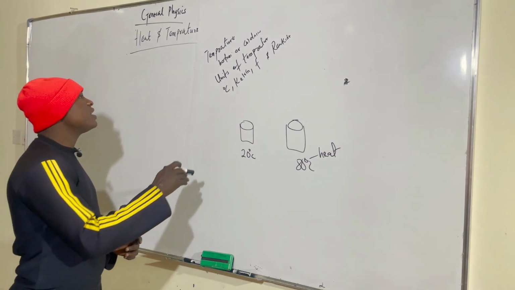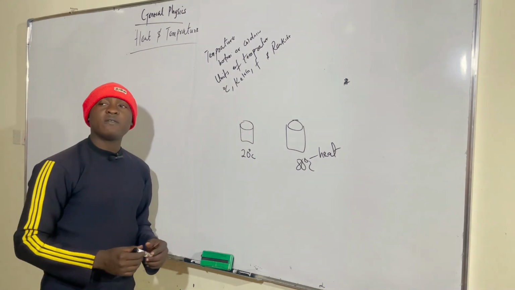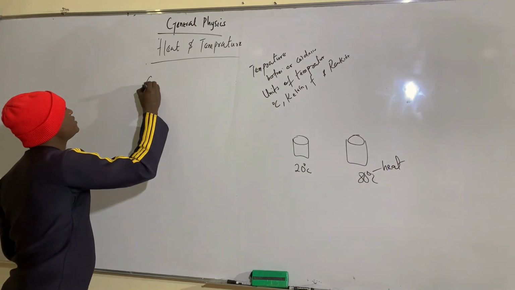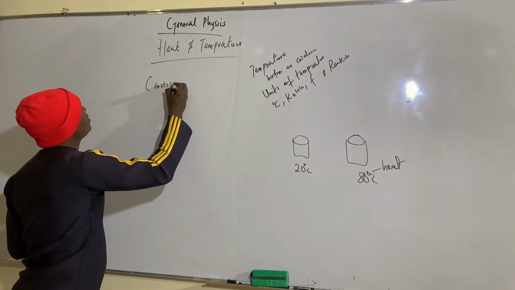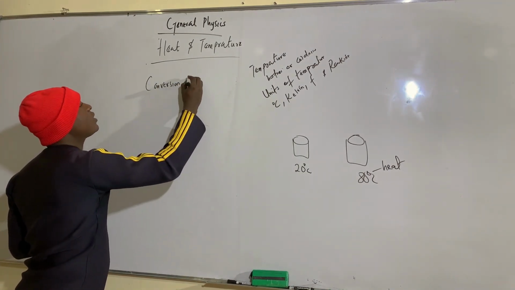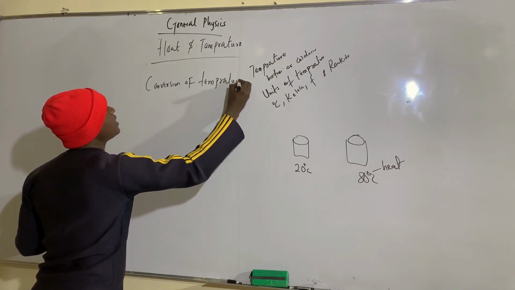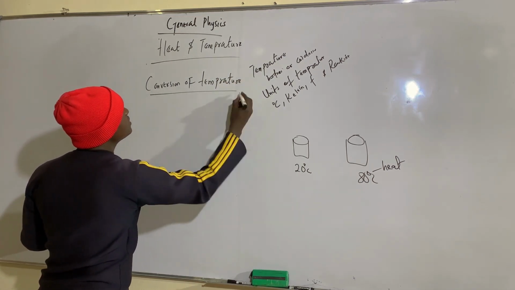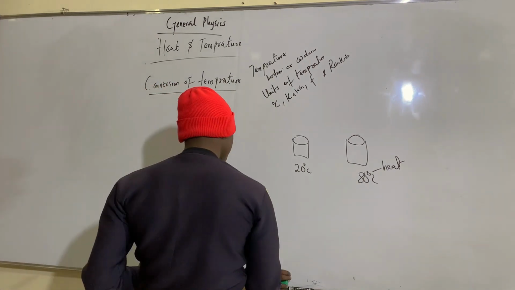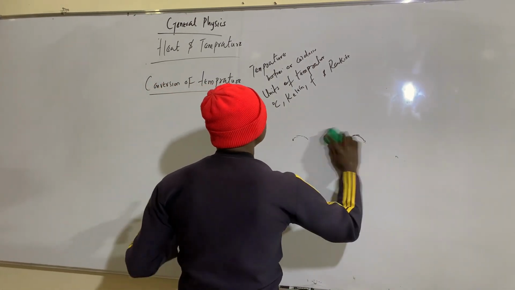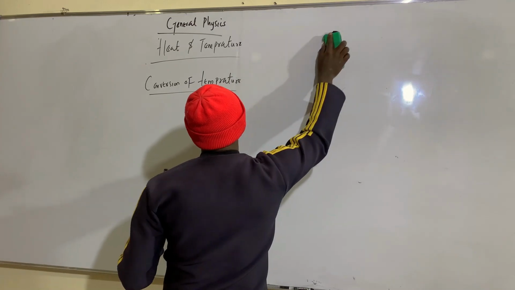Another thing that we need to take note of in this case is conversion of temperature. How can we convert temperature from one unit to the other? This is just a standard formula. It's a standardized formula that can never be changed. Temperature can be converted from one unit to the other. That's what we are trying to tell you.